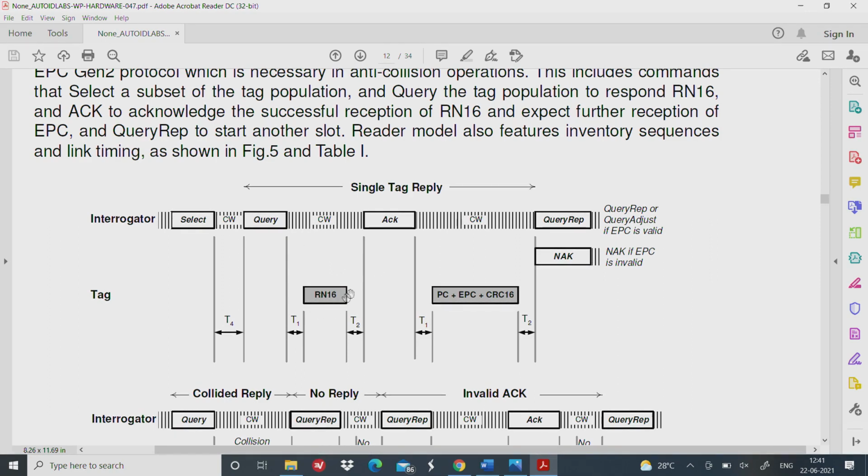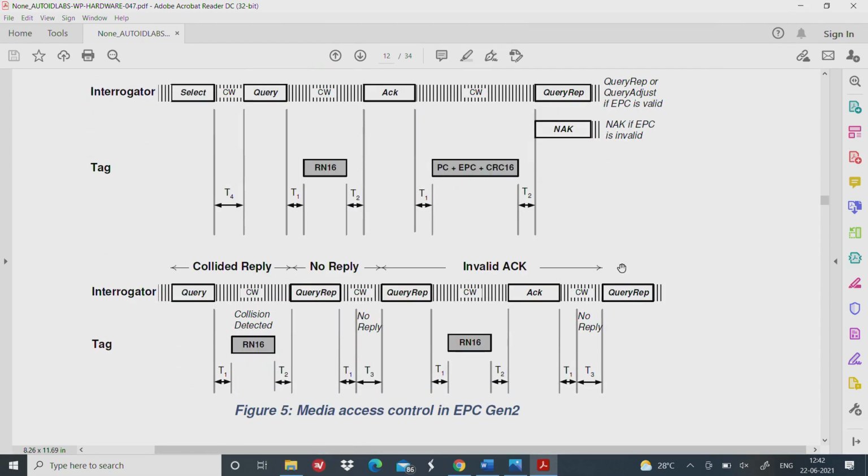Once it receives the RN16, the reader now issues an ACK back, and once the ACK is issued, the tag now gives away its electronic product code and so on, and it gives that when this continuous wave is supplied. Now query rep or query adjust is issued if the EPC is valid, and the reader can also issue a NACK if the EPC is invalid. All this happened, but then it issued a NACK because the EPC was invalid. Okay, the electronic product code is invalid.